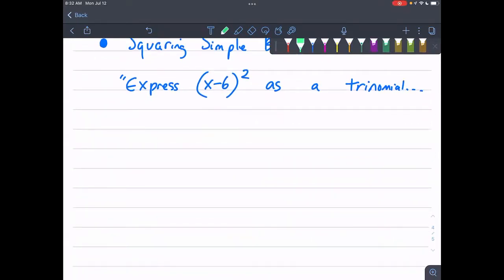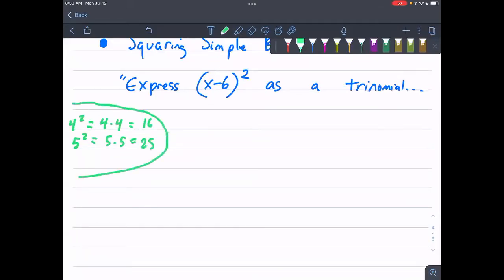Just as a side note, 4 squared, I'm sure you guys know this means 4 times 4. And you can make that 16, obviously. If you've got 5 squared, of course, that means 5 times 5. So just a little side note. So when we square a binomial, x minus 6 squared, what that means is we're taking x minus 6 times x minus 6. We're just squaring it, taking it times itself, just like you would with the 4 or with the 5.